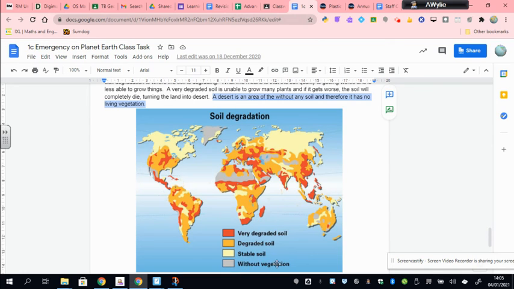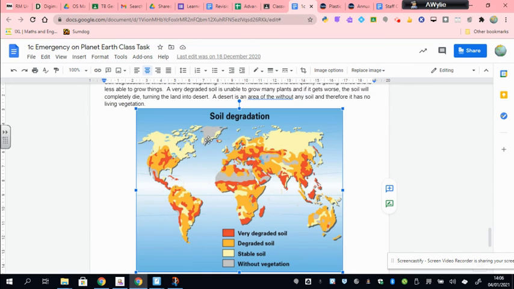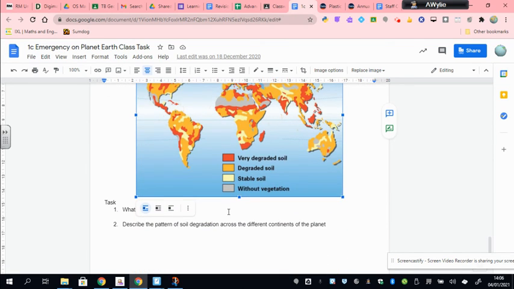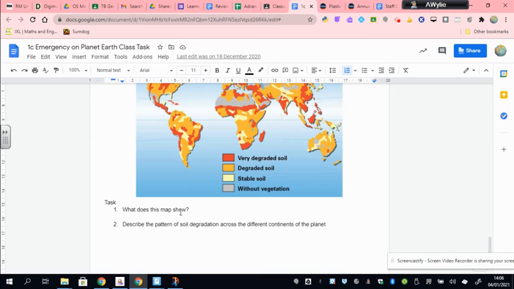So we can see a map of the world that shows us where the land is most degraded. First of all, we can see where it has no vegetation at all, and these link either with the deserts, like the Sahara here, or Greenland, which is covered in ice. Areas that are degraded are in orange, and areas that are very degraded are in dark orange, or almost red. And the question says, what does this map show? Well, I think that's kind of obvious, but I'd like you to write in a sentence.